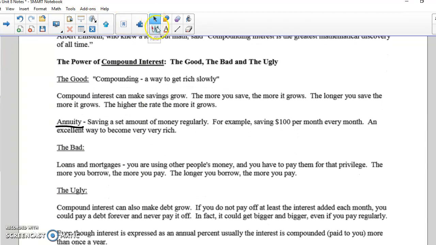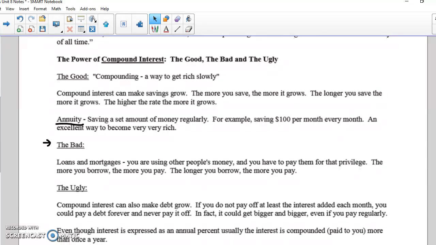But on the other hand, there's some bad stuff about compound interest. So think about loans and mortgages. A mortgage is what you take out to pay for a house. Eventually one day you may take out a mortgage. College loans, right? Other loans that you might take out as well. With loans and mortgages, you're borrowing other people's money, and so you're paying them in order to borrow that money. So the more you borrow, the more you pay. The longer you borrow, the more you pay. There's an interest on loans and mortgages.